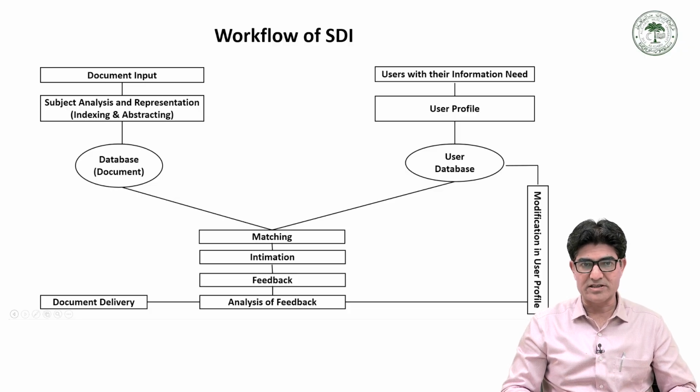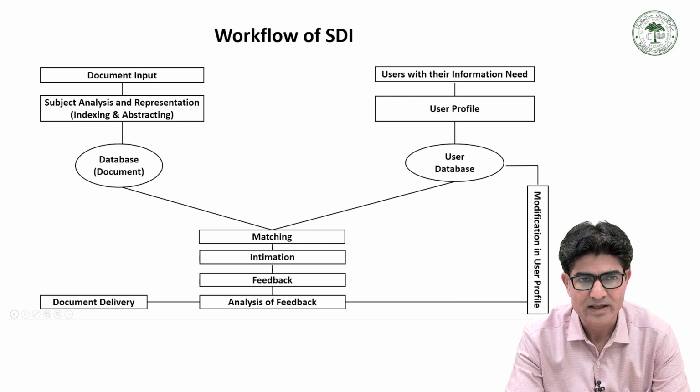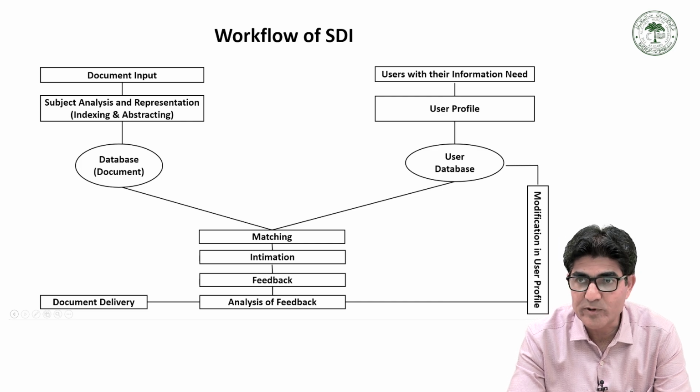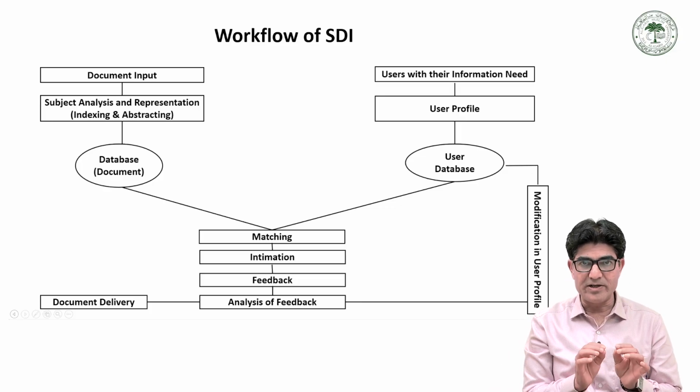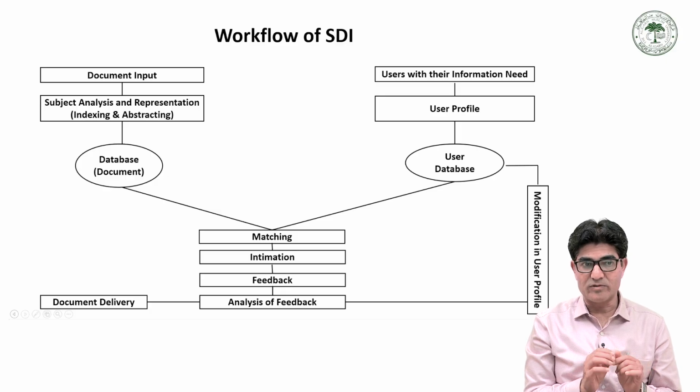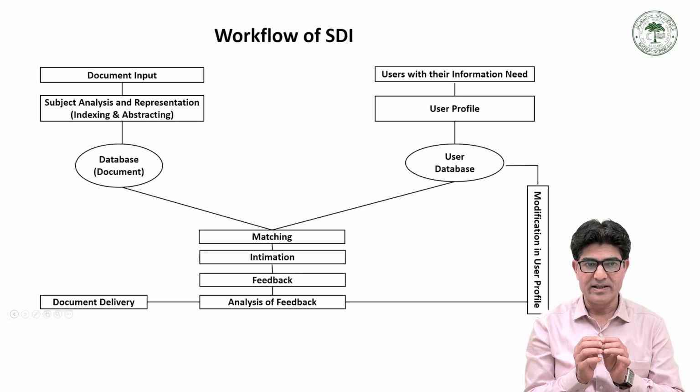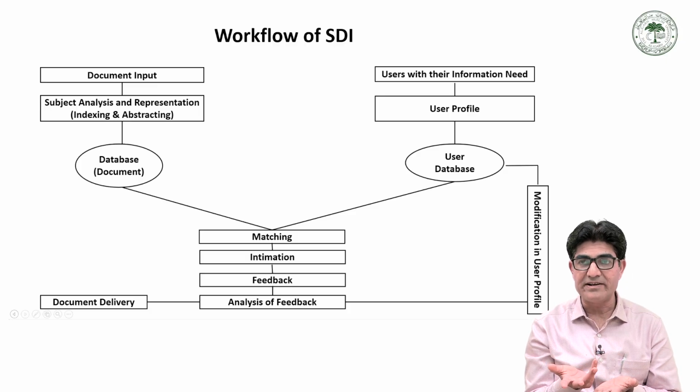We can see in any library system, in any kind of information system or documentation center, we receive the documents, and the documents can be received through different methods, maybe through purchase, through gift, through subscription. Then the input of the document is done, and at the time of input, we need to do the subject analysis and representation. Subject analysis and representation means that we need to understand the subject of the document on the basis of the content provided in the document. And this subject can be represented in a language that is called the indexing language.